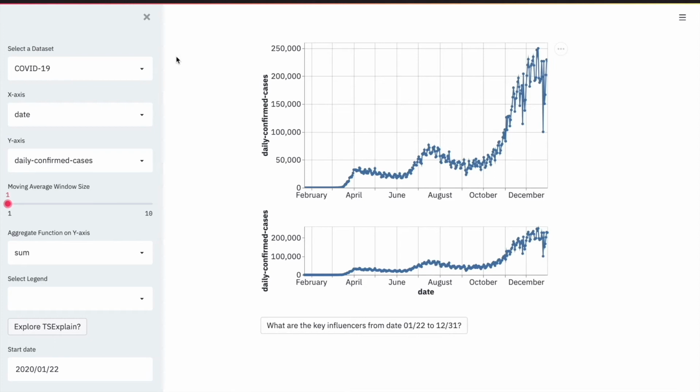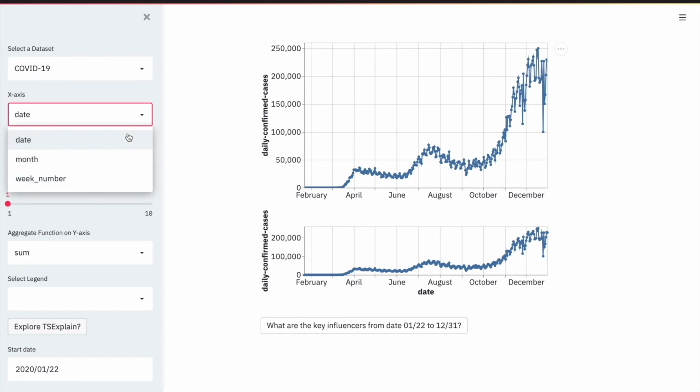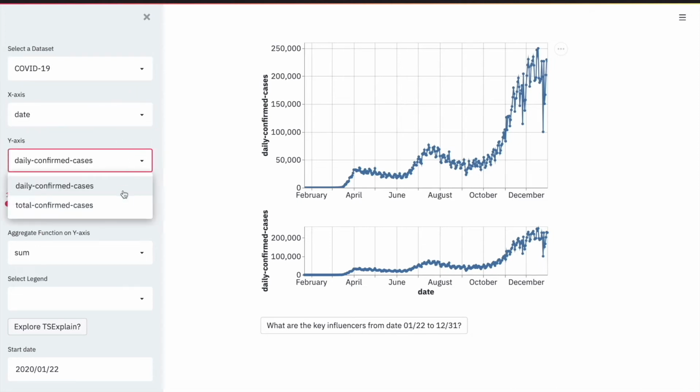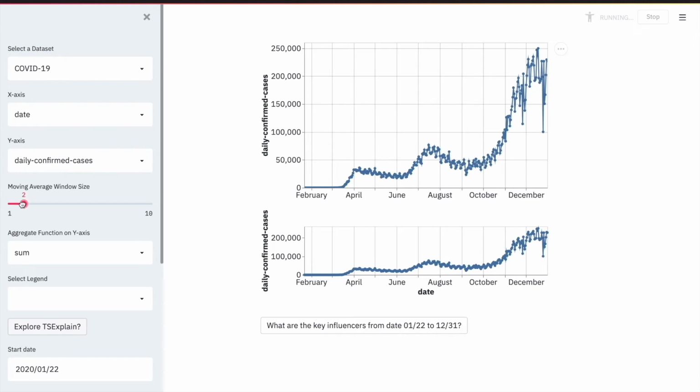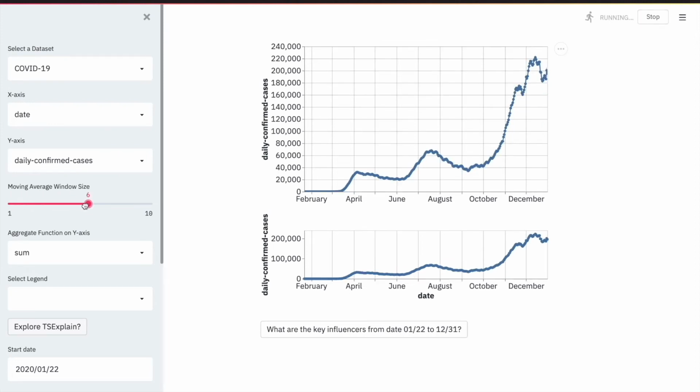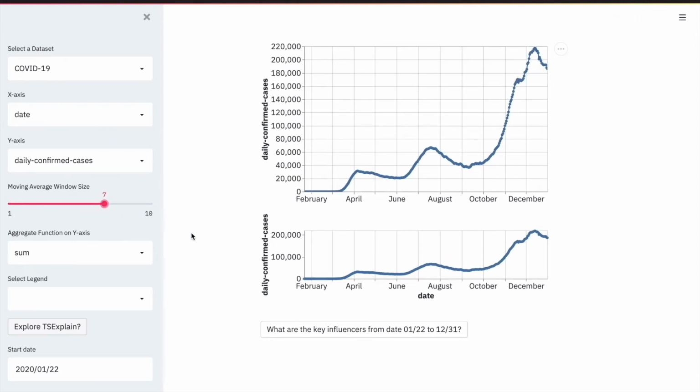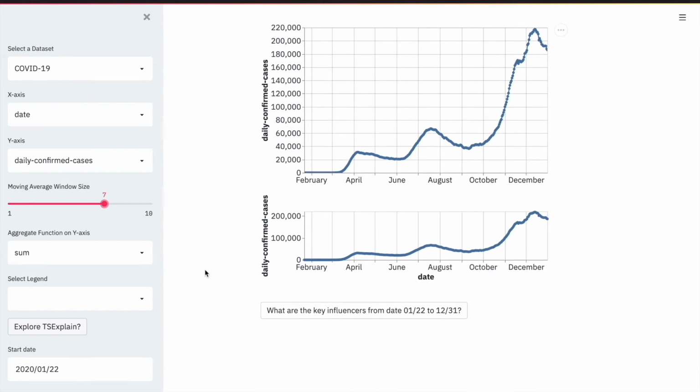Here we demonstrate how to use TSExplain to find the underlying evolving explanations for the daily confirmed COVID-19 cases. First, we choose the COVID-19 dataset and date as x-axis, daily confirmed cases as y-axis. As we can see, the time series is very fuzzy, and we can choose to smooth the data using, let's say, 7-day average.